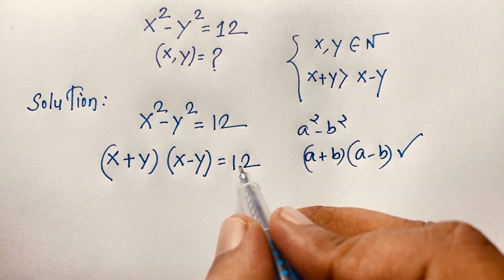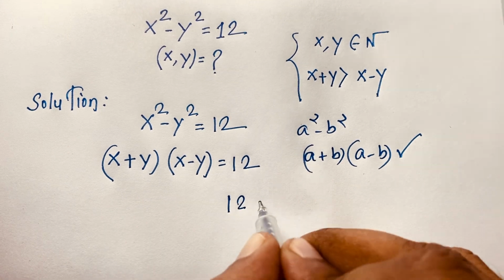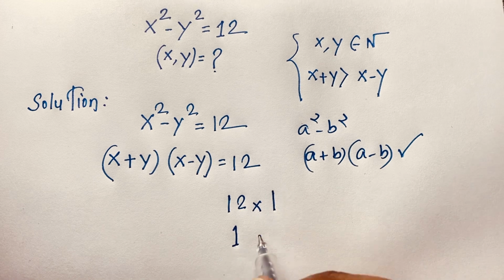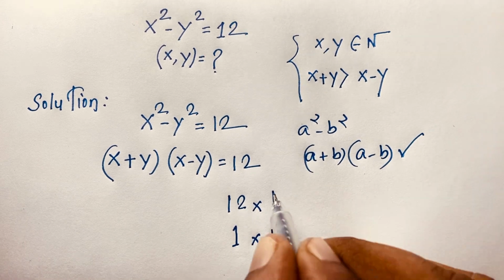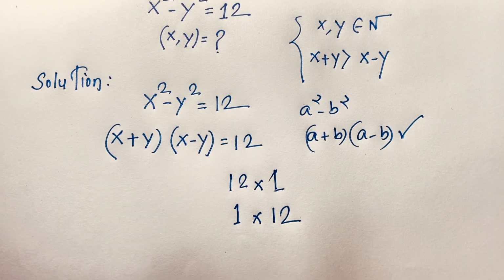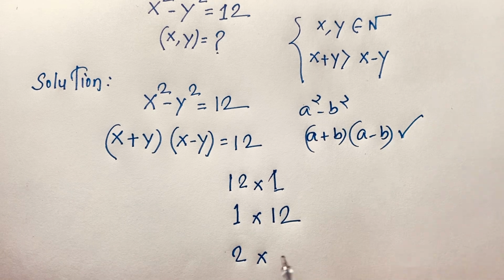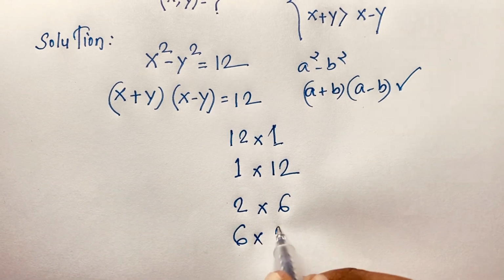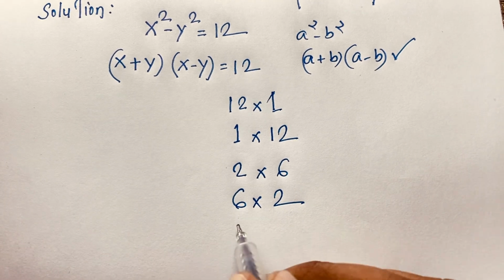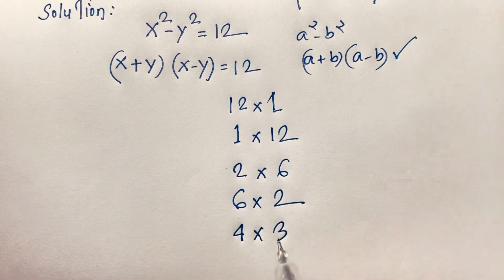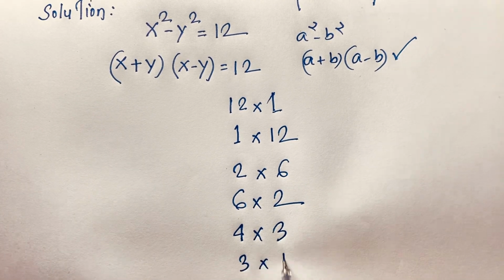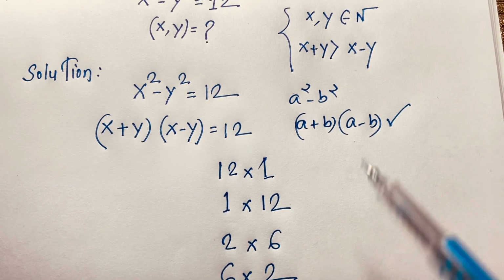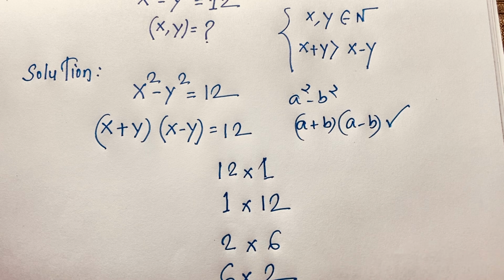I can say that 12 will be 12 times 1, and 1 times 12, and 2 times 6 or 6 times 2. Then I can say that it will be 4 times 3 or 3 times 4. Now our second condition, we know that x plus y is always greater than x minus y.